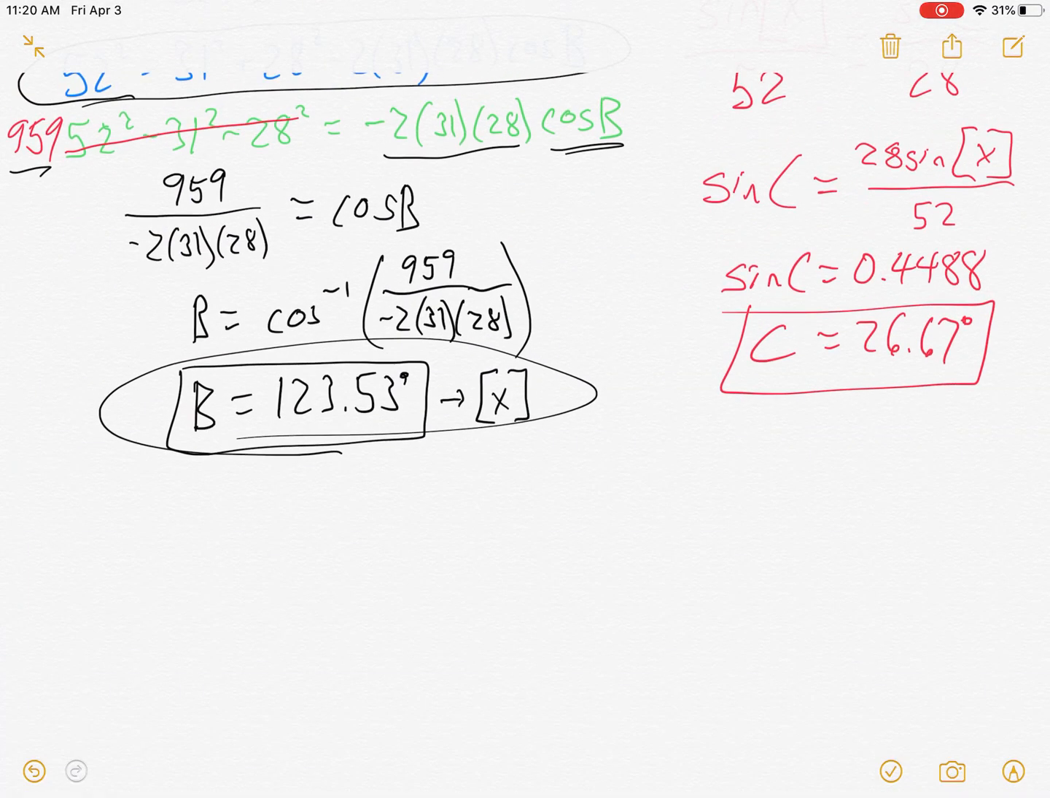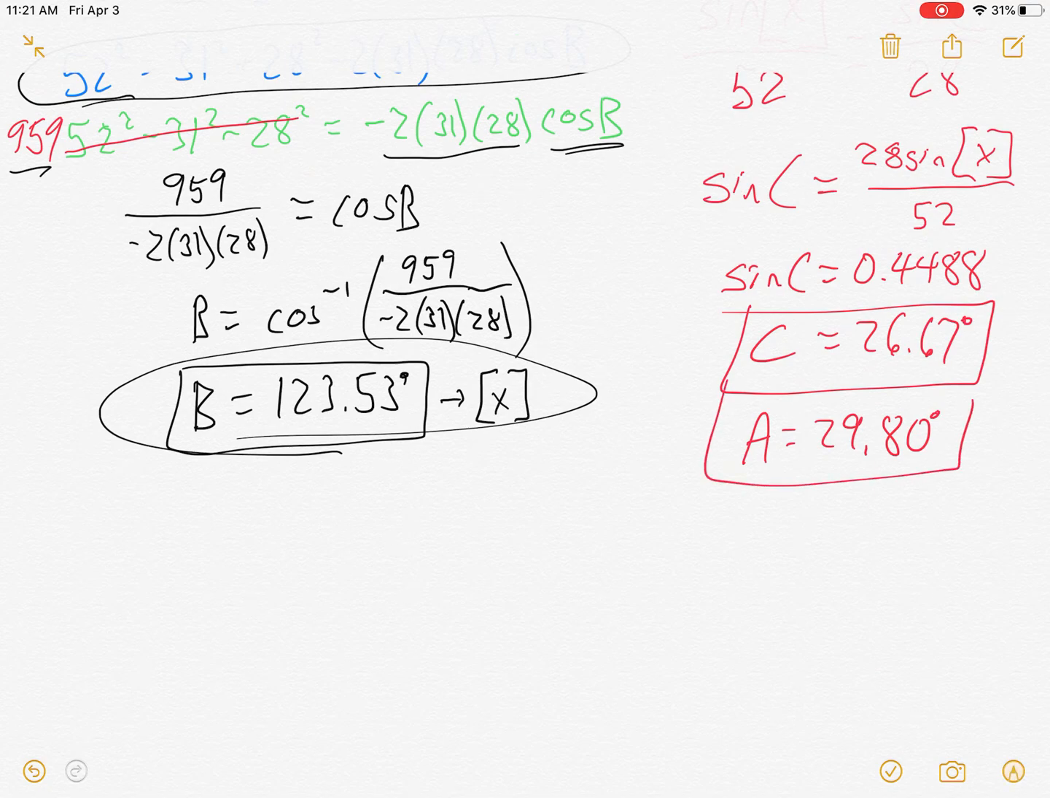And I get, oops, I made a mistake there. Let's try that again. 123.53. Okay, I keep messing this up. One more try. 180 minus 123. This is why storing is nice. I decided not to store it. Okay, how about 29.80 is angle A?